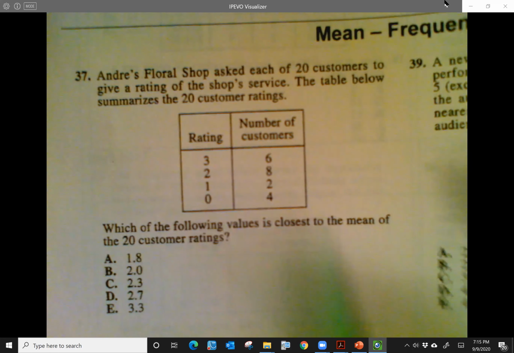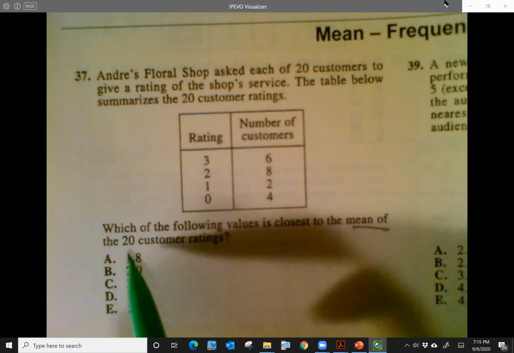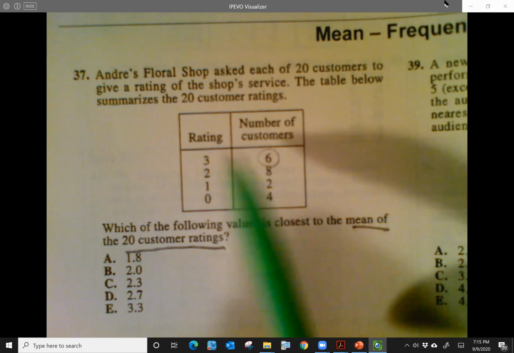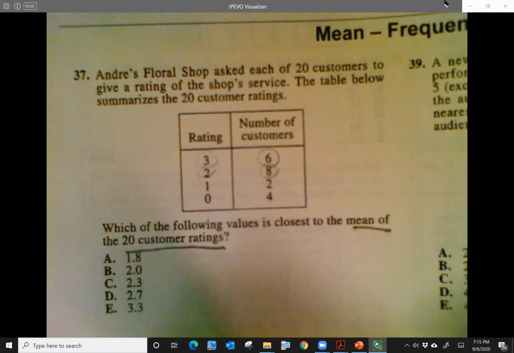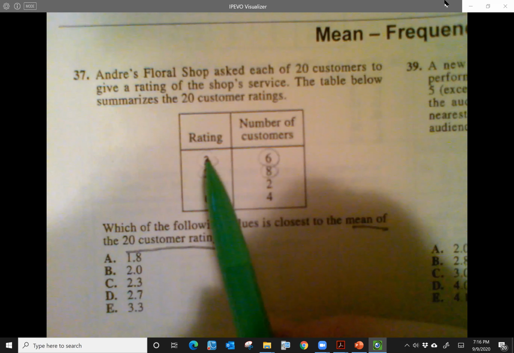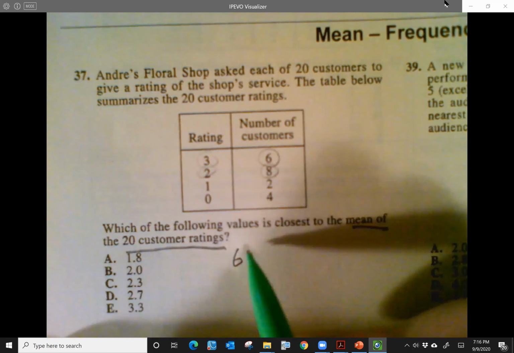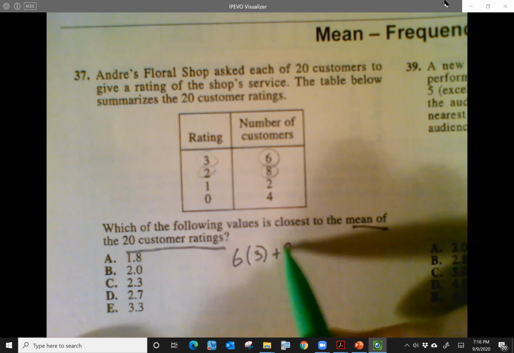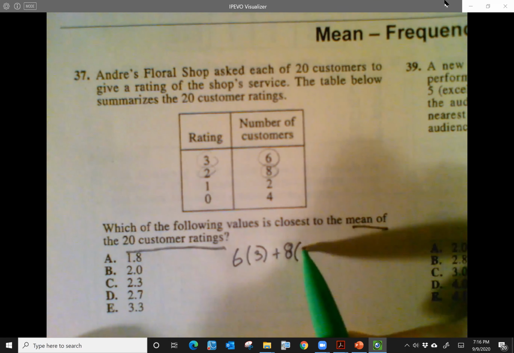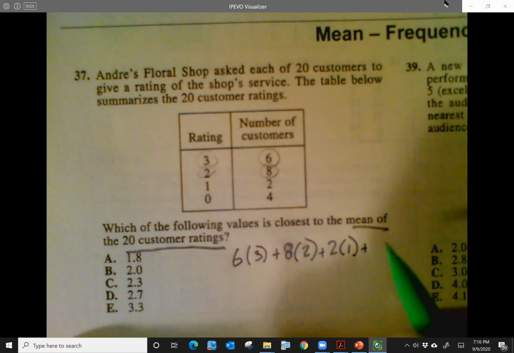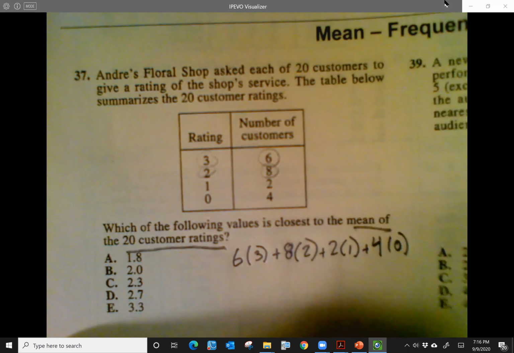Okay, so here's a question kind of like what we just did, but it's grouped differently. Here they want to know the mean of 20 customer ratings. But notice they've grouped it like 6 customers rated a 3, 8 customers rated a 2. So I could write this down longhand. I could say 3 plus 3 plus 3 plus 3 plus 3. You know, I could add these up, but wouldn't it be faster to say there are 6 people that rated a 3, and then there were 8 people that rated a 2, and then there were 2 people that rated a 1. And just for math's sake, I'm going to say 4 people rating a 0, but I don't think you really need that, right?